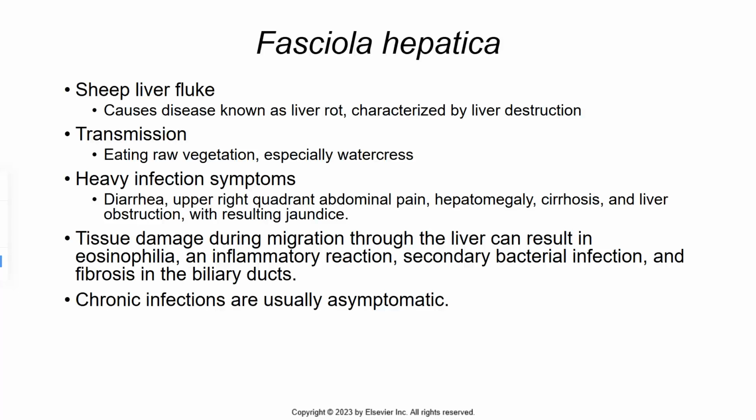Liver flukes. So the sheep liver fluke causes a disease known as liver rot, characterized by liver destruction. Transmission would be eating raw vegetation, especially watercress. Heavy infection symptoms would be diarrhea, upper right quadrant abdominal pain, hepatomegaly, cirrhosis, and liver obstruction with resulting jaundice. Tissue damage during migration through the liver can result in eosinophilia, inflammatory reaction, secondary bacterial infection, and fibrosis in the biliary ducts. Chronic infections are usually asymptomatic.